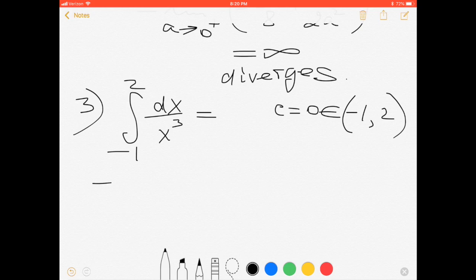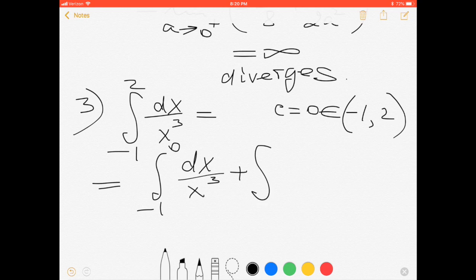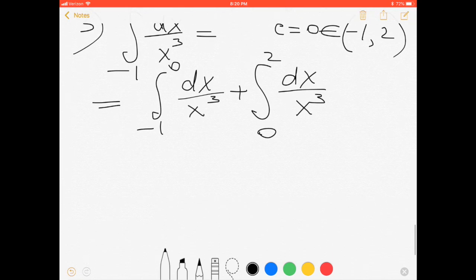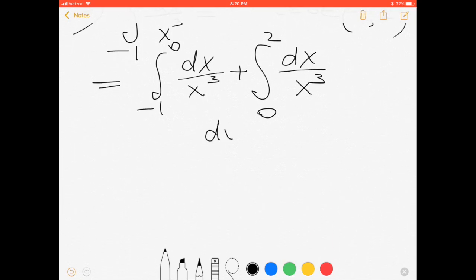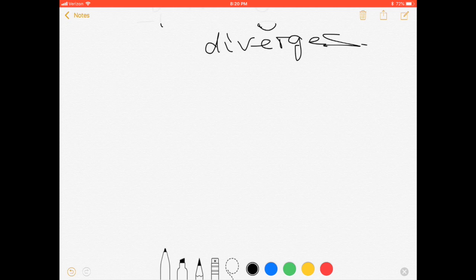This means this integral will be the integral from negative 1 to 0 of dx over x cubed plus the integral from 0 to 2 of dx over x cubed. And because example number 2 showed us this integral diverges, the sum of the two integrals will diverge too. This diverges. Then a couple of examples from your book.